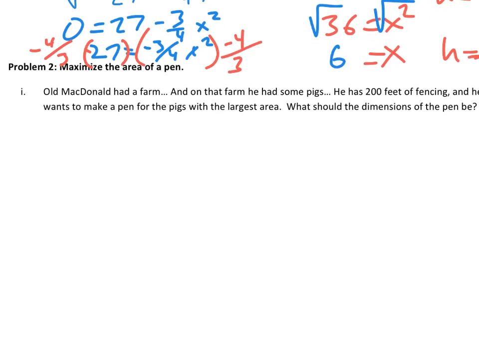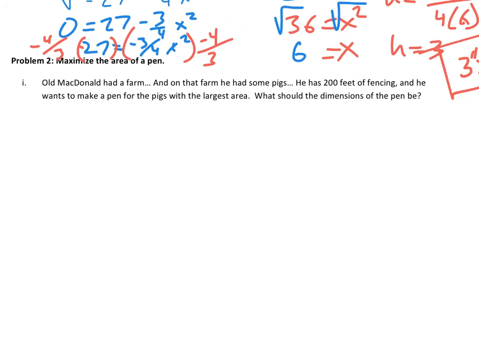Old MacDonald had a farm. Did you say E-I-E-I-O, right? Okay. And on that farm he had some pigs, E-I-E-I-O, right? Okay, you know this story. You've heard it before. And then on that farm, he's got some fencing. He wants to make a pig pen, all right? And he's got 200 feet of fencing. And he wants to make a pen for the pigs with the largest area.